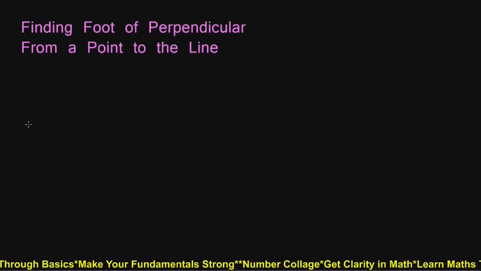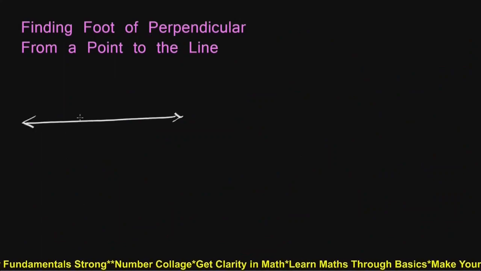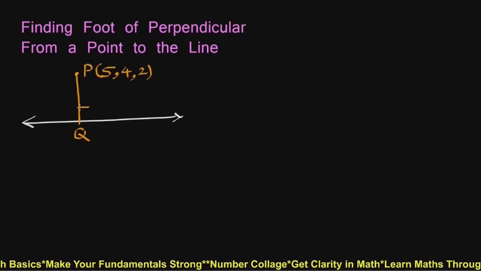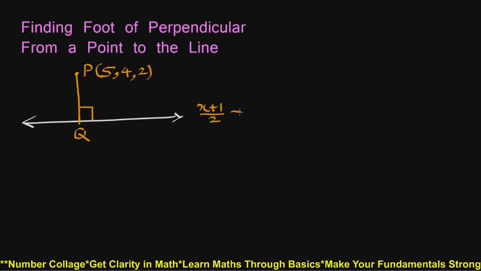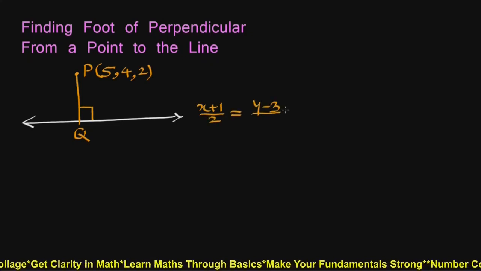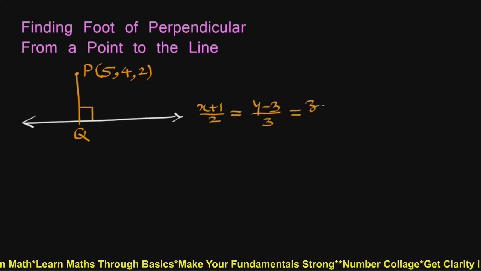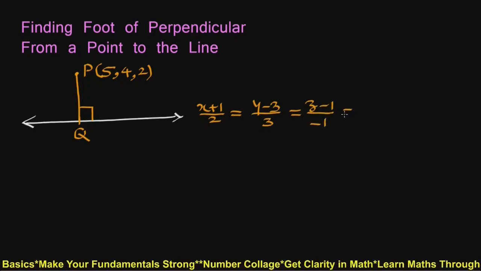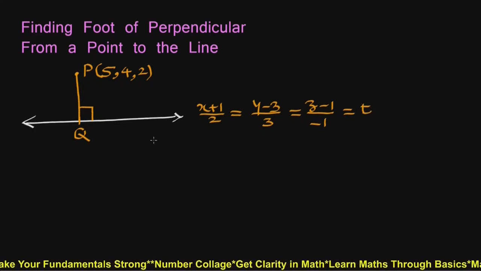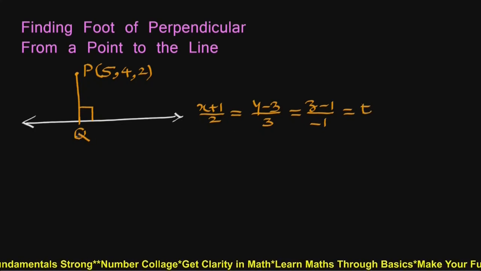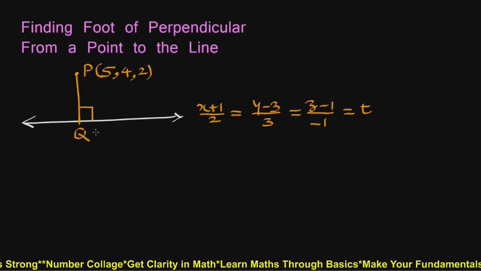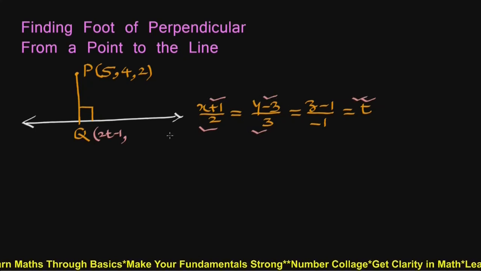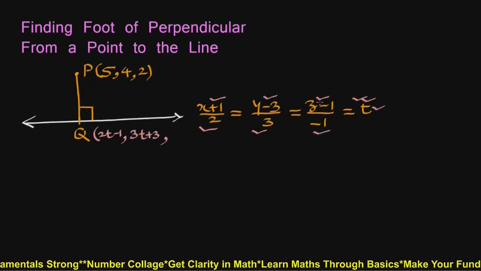We have to find the foot of the perpendicular, say Q, from a point P (5, 4, 2) to the line (x plus 1) upon 2 equals (y minus 3) upon 3 equals (z minus 1) upon minus 1. We will assume each of these ratios to be t, so that coordinates of any point such as Q on this line will be of the type 2t minus 1, 3t plus 3, minus t plus 1.